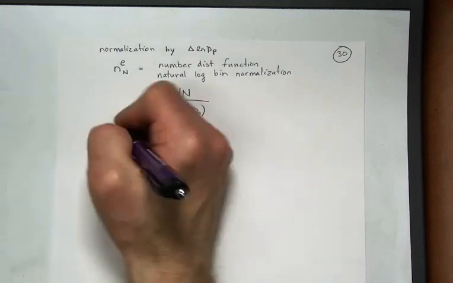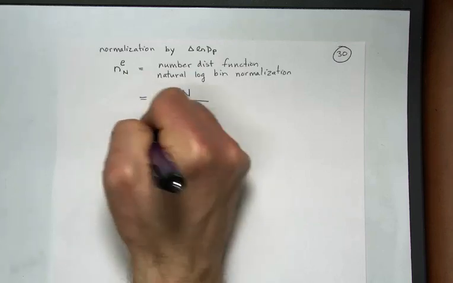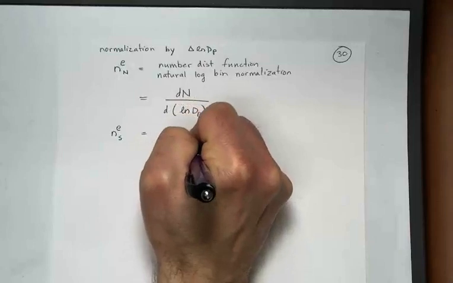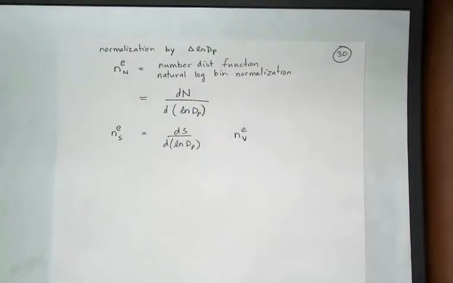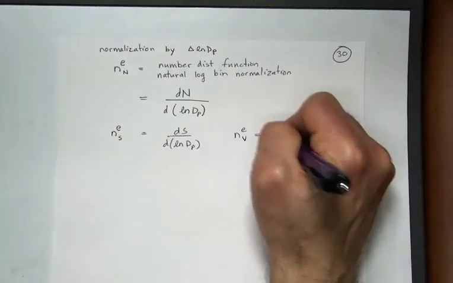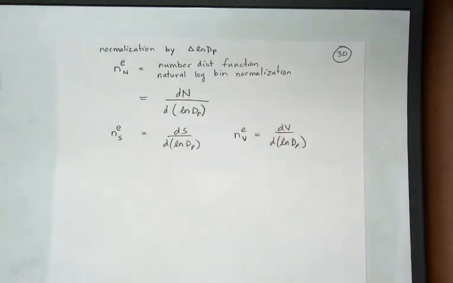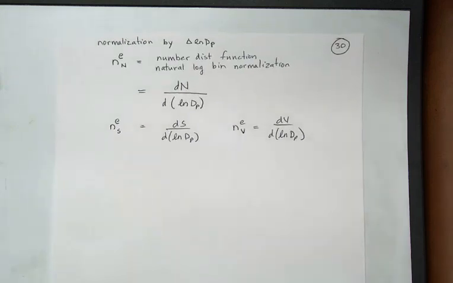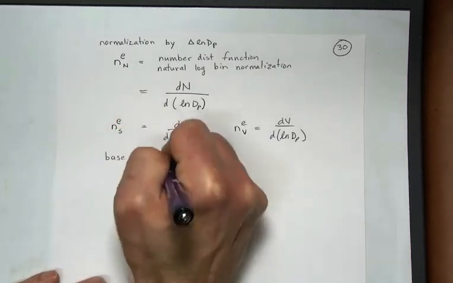And then we can also have the natural log based surface distribution dS over d ln dp, and then the volume based distribution function dV over d ln dp. Same information content, it is just a different normalization. And then we can also do the base 10 log normalization.